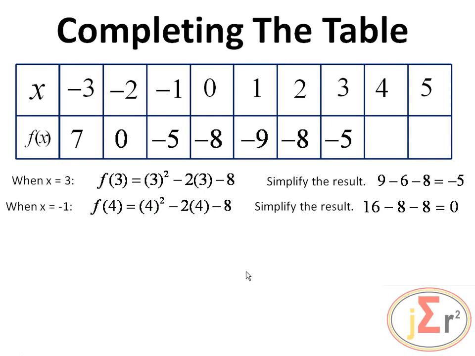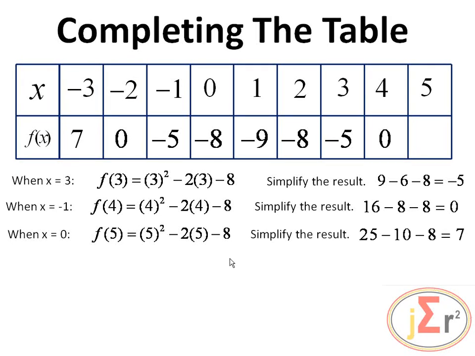That 0 is going to take its position in the table also. And finally, f of 5: 5 squared minus 2 times 5 minus 8. And of course, let's see what it's equal to, 7. And that takes its position in the table also. The table is completed, so what do we do?